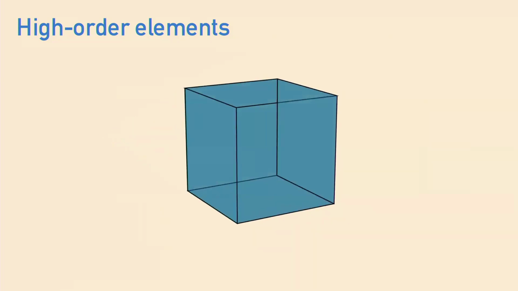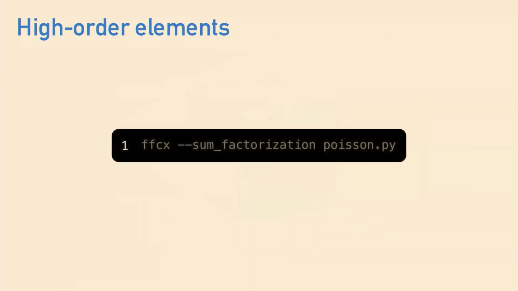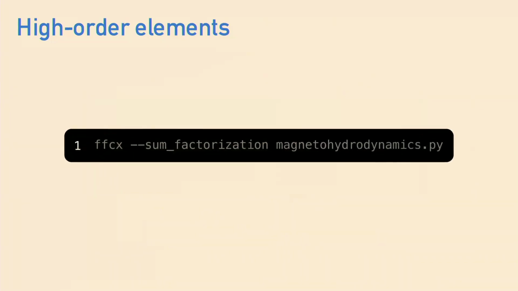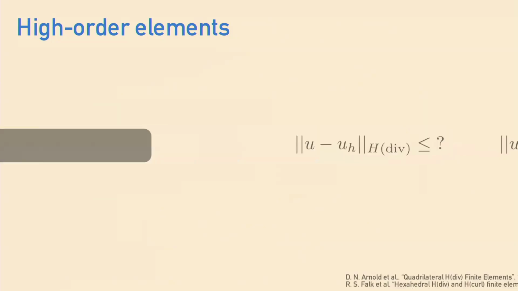And the nice thing about this is that you reduce the algorithmic complexity, and also you only have to store the tables in 1D, which means there's a lot less to store. Now, thanks to some work that Igor's done, this is possible in FFCX. You just add this sum factorization flag. However, unfortunately, at the moment, it's limited to Lagrange elements. So if we try to run this on magnetohydrodynamics.py, it's not going to work. And this is something I'm going to try and look at soon.